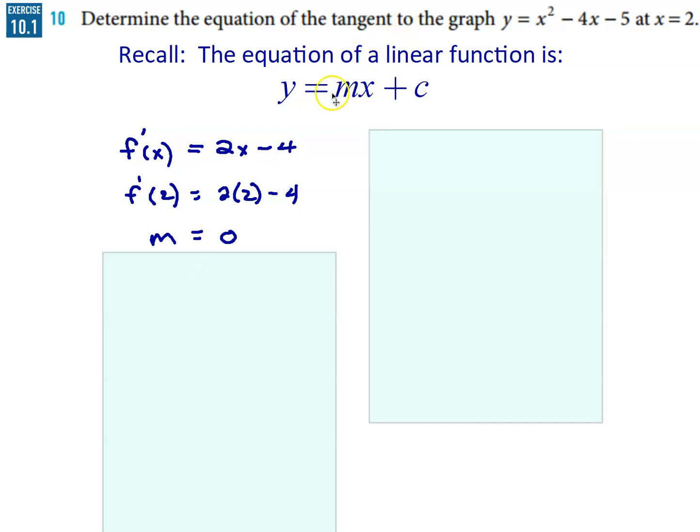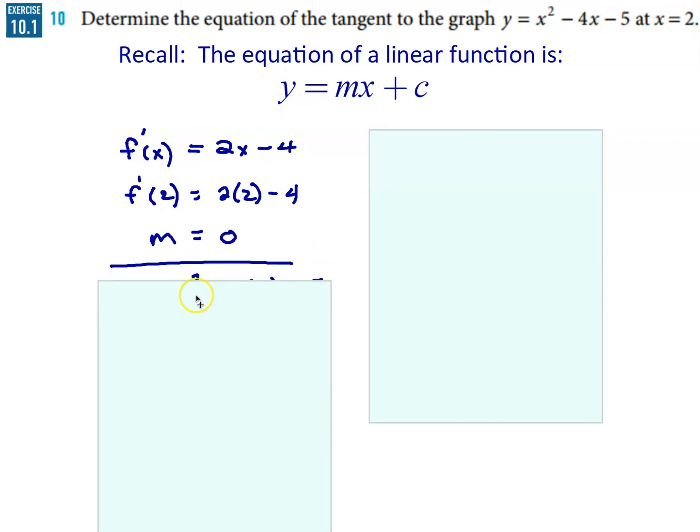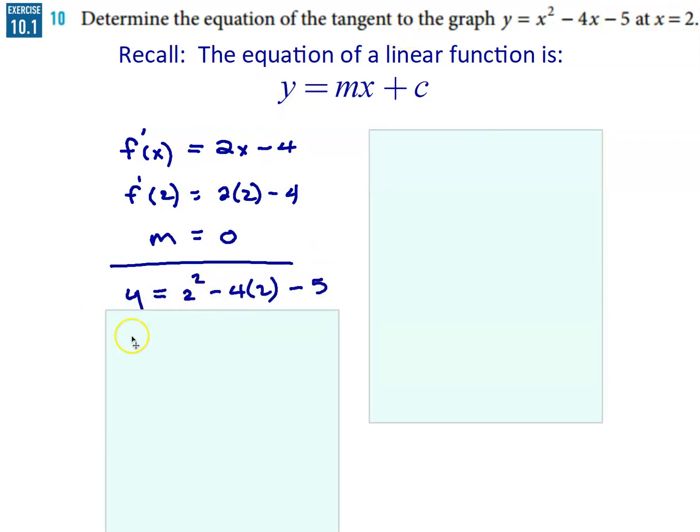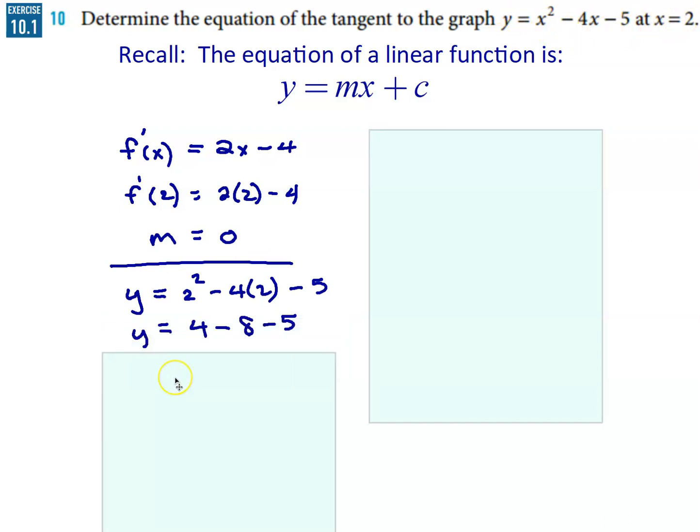Now the other thing I have to find is the y-coordinate. We're not told the y-coordinate in this case, so the next step is to substitute x equals 2 into this equation and evaluate to get y. Putting in 2 for x, y comes out to be negative 9. So the coordinates of the point of interest are (2, negative 9).